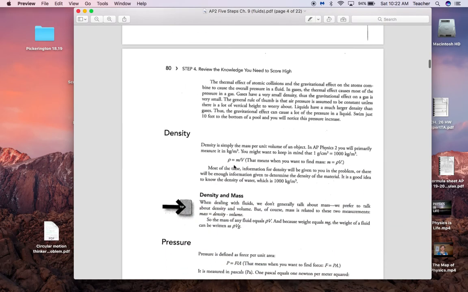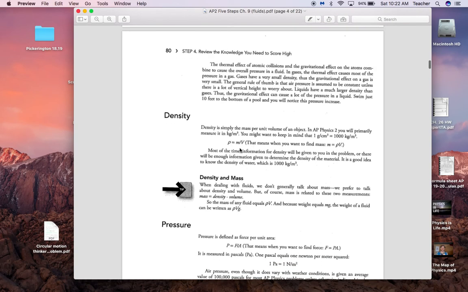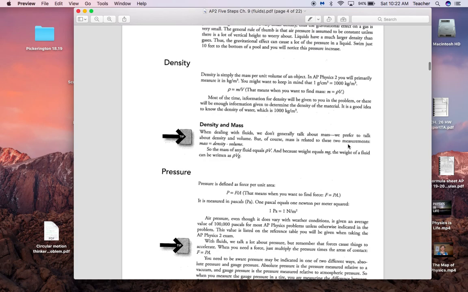Density, rho equals mass over volume. So that's something that you would need to understand how to rearrange to solve for mass or volume or things like that. So basically, the standard units for that are kilograms per cubic meter. Water is 1,000 kilograms per cubic meter. It's probably something useful to have.